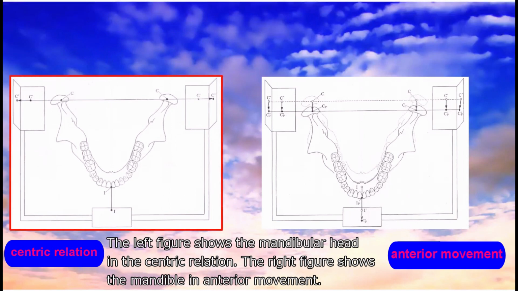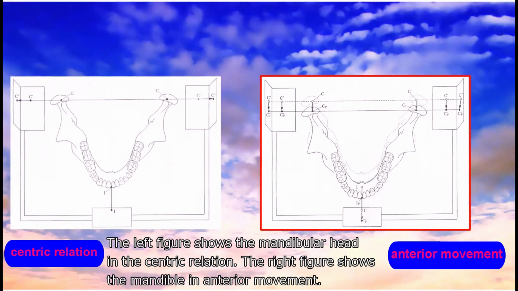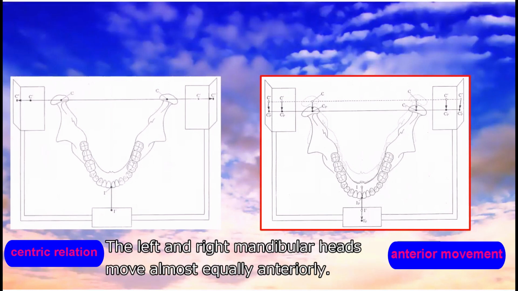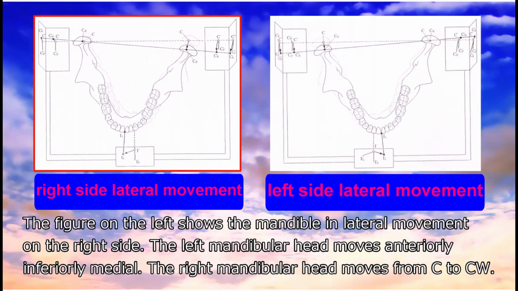The left figure shows the mandibular head in the centric relation. The right figure shows the mandible in anterior movement. The left and right mandibular heads move almost equally anteriorly. The figure on the left shows the mandible in lateral movement on the right side. The left mandibular head moves anteriorly inferiorly medial. The right mandibular head moves from C to CW.